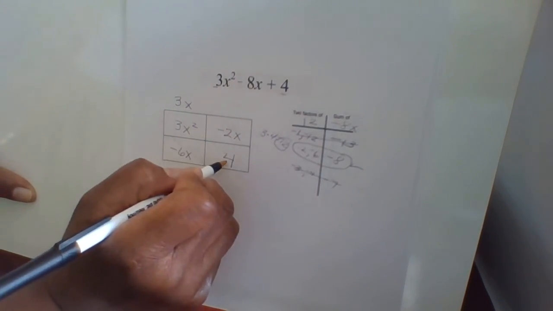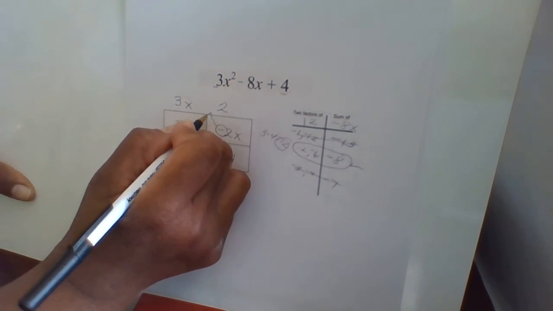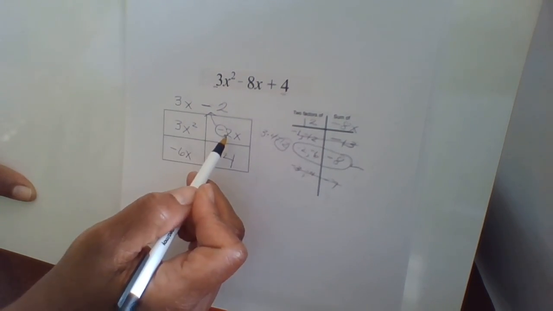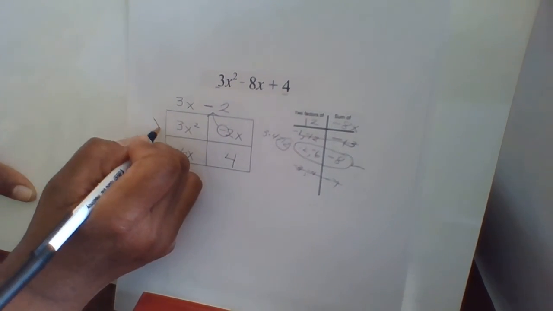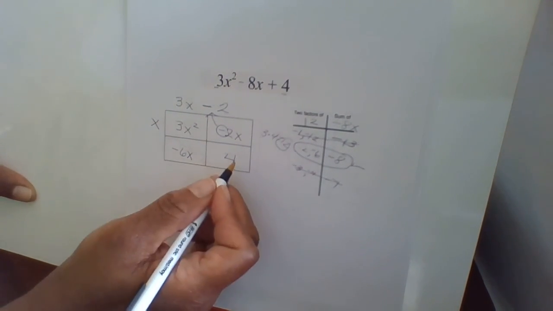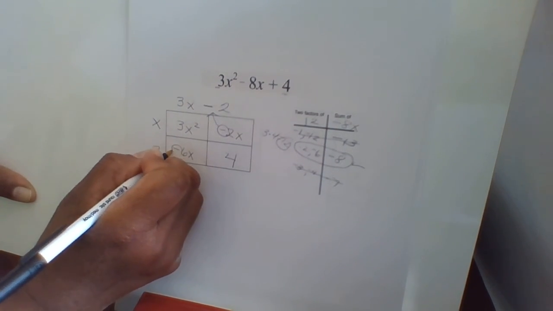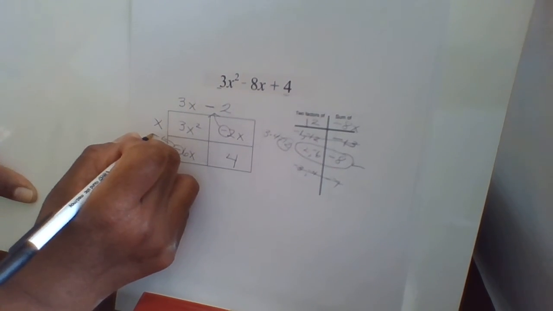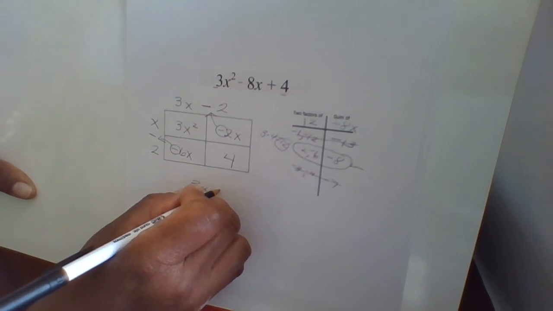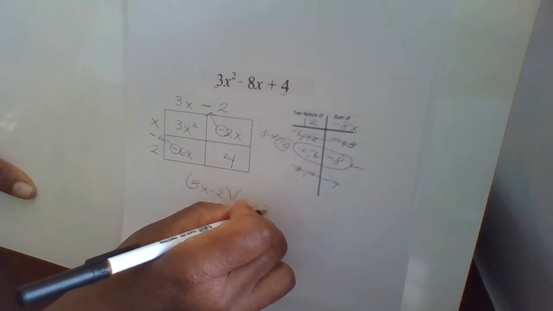What does negative 2x and 4 have in common? That's 2. And since this term is negative, a minus goes between the two. 3x squared and negative 2x, what do they have in common? X, put it to the left. And then negative 6x and 4 both can be divided by 2. But since this term is negative, a minus goes between the two. So my final answer is 3x minus 2 times x minus 2.